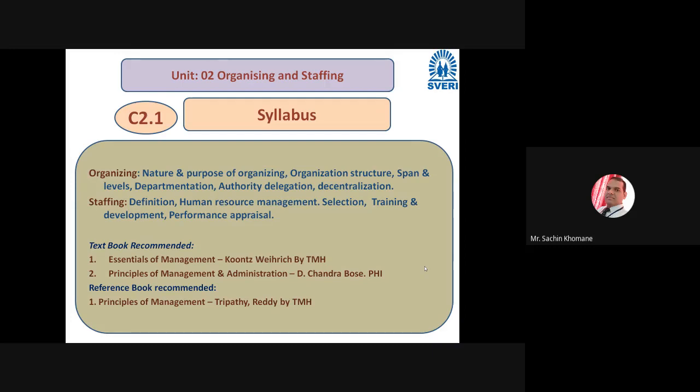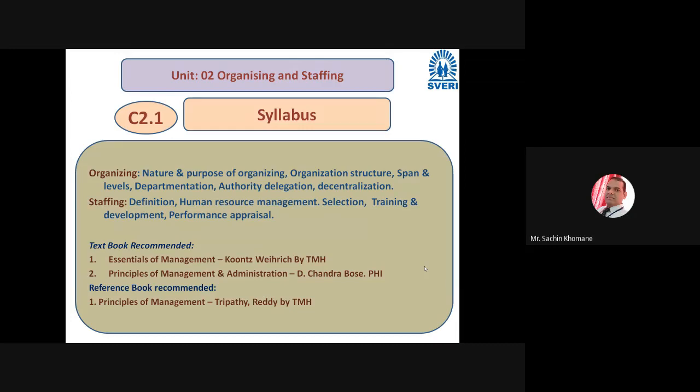Then you can refer to the book Essentials of Management for this chapter also, because most of the points of organizing and staffing are covered in this particular book. You can refer to the remaining two books, Principles of Management and Administration, also, but they are not that helpful. But Essentials of Management is very, very helpful for this particular unit. You can note it.